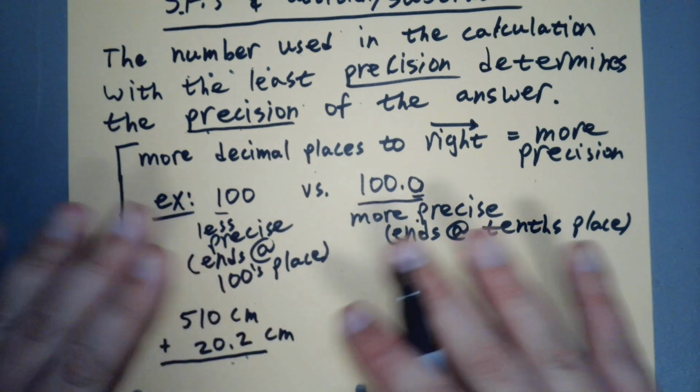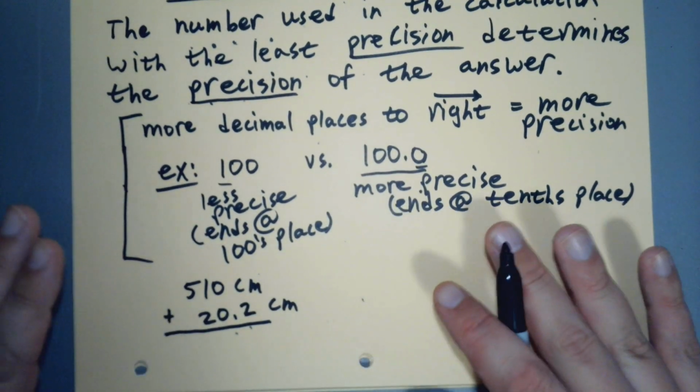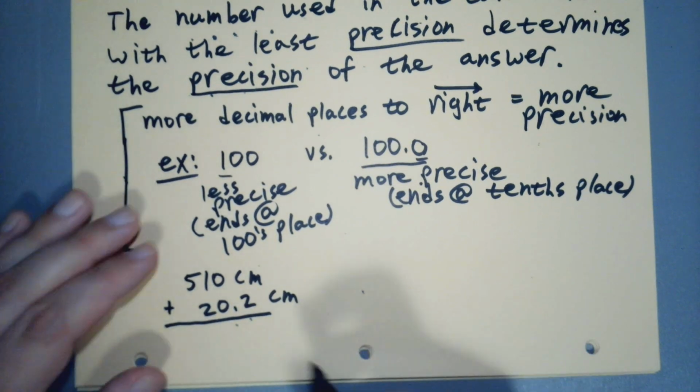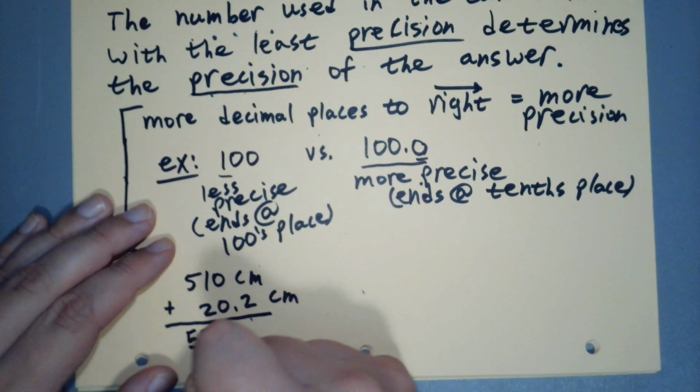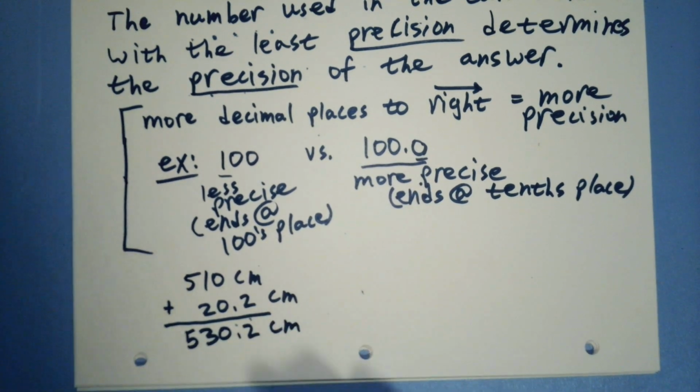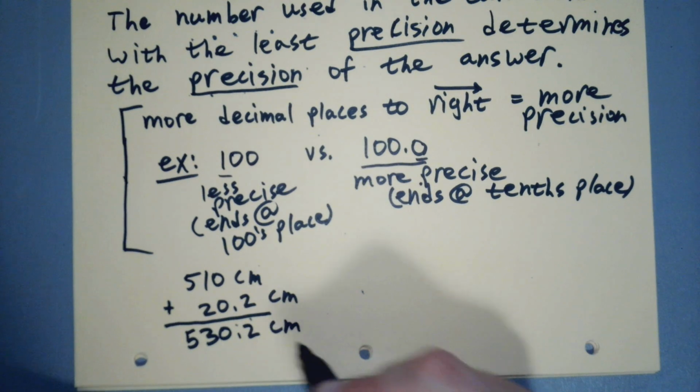And I'm just going to do normal addition. The math doesn't change. What changes is what we circle at the very end. So this ends up being 530.2 centimeters. That's the math. Do I get to circle 530.2 centimeters? And the answer is no.